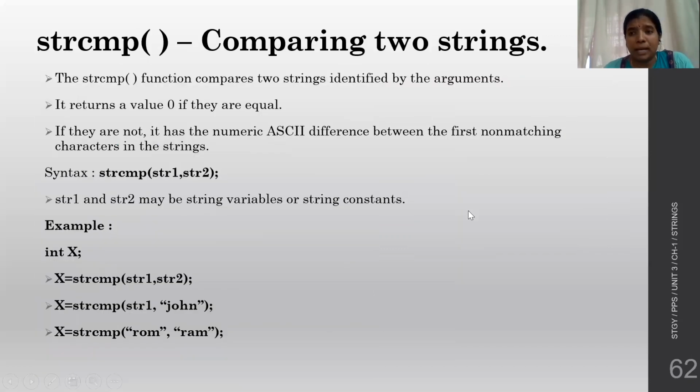The next one is comparison. Comparison is a process of trying to match one string with another string, matching their ASCII characters. How does the comparison happen? Comparison happens by matching the ASCII values of each character. So strcmp is a function that returns 0 if the strings are similar. Otherwise, it returns the ASCII difference of the first non-matching characters.